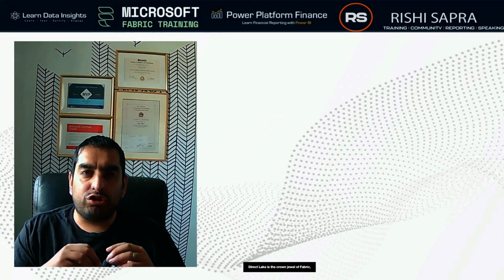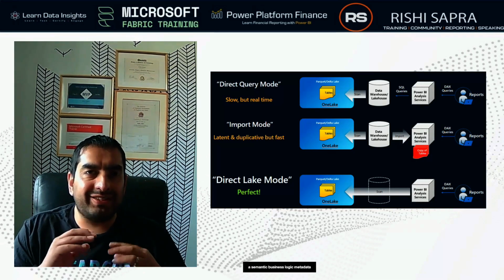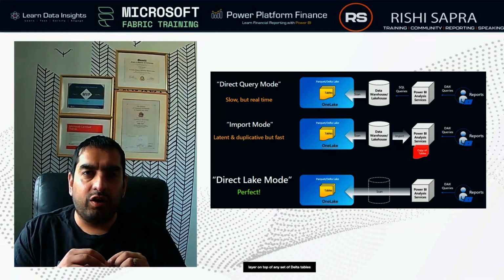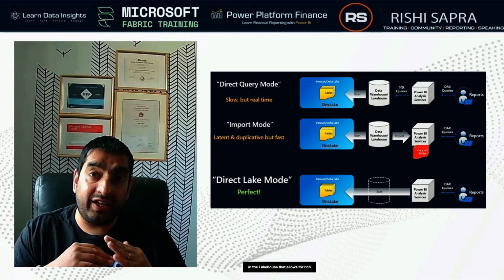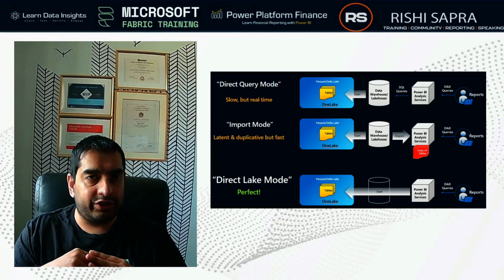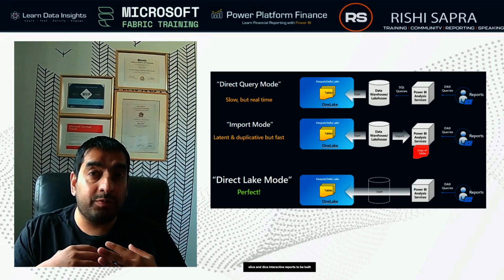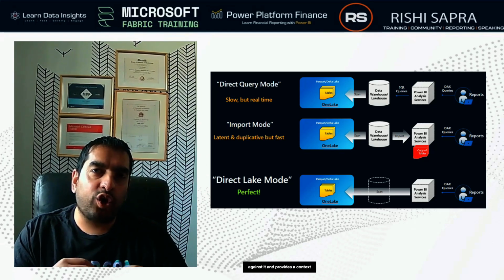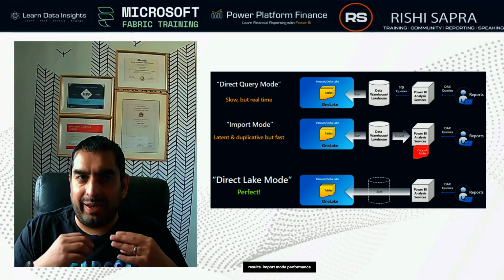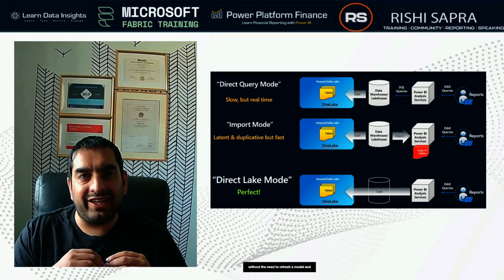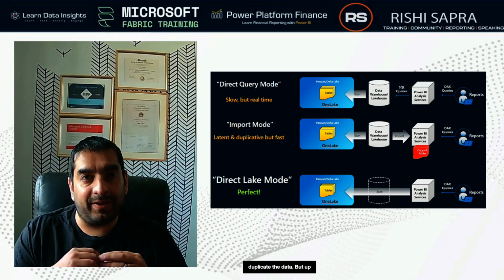Direct Lake is the crown jewel of Fabric, a semantic business logic metadata layer on top of any set of delta tables in a lakehouse that allows for rich slice and dice interactive reports to be built against it and provides the context for Copilot to better return meaningful results. Import mode performance without the need to refresh a model and duplicate the data.